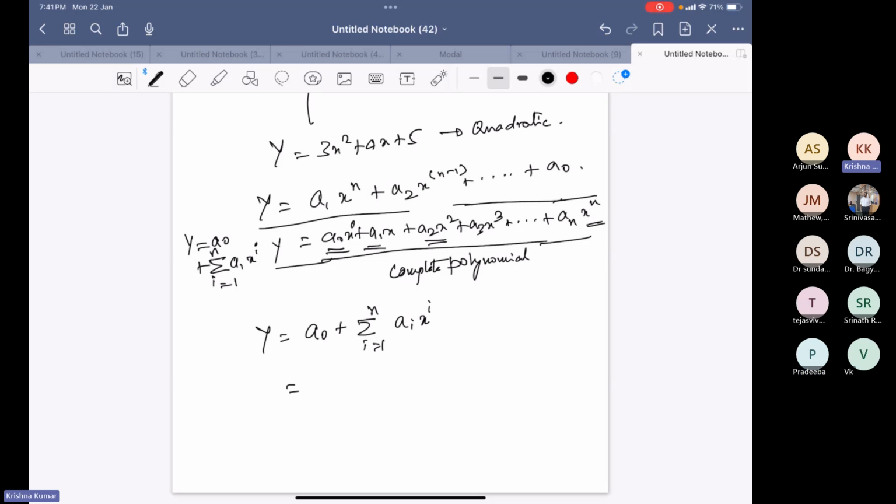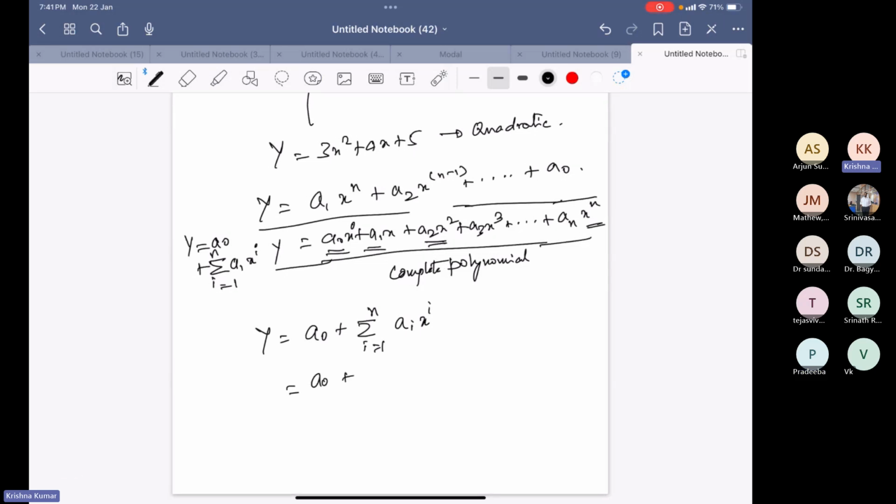So if you really look at this, it will become a naught plus... sigma is just a summation symbol. First I put i is equal to 1. This simply means that i varies from 1 to n. If I now expand it, this will become a1 for i is equal to 1, x power 1, which is x, plus a2 when i is equal to 2, x squared, plus, when i takes the value of 3, x cubed, and so on. So that is a polynomial.